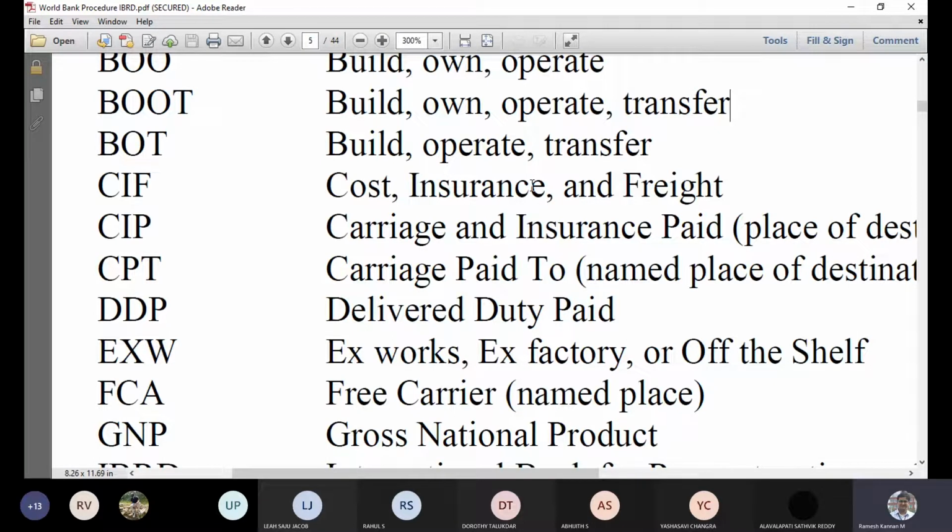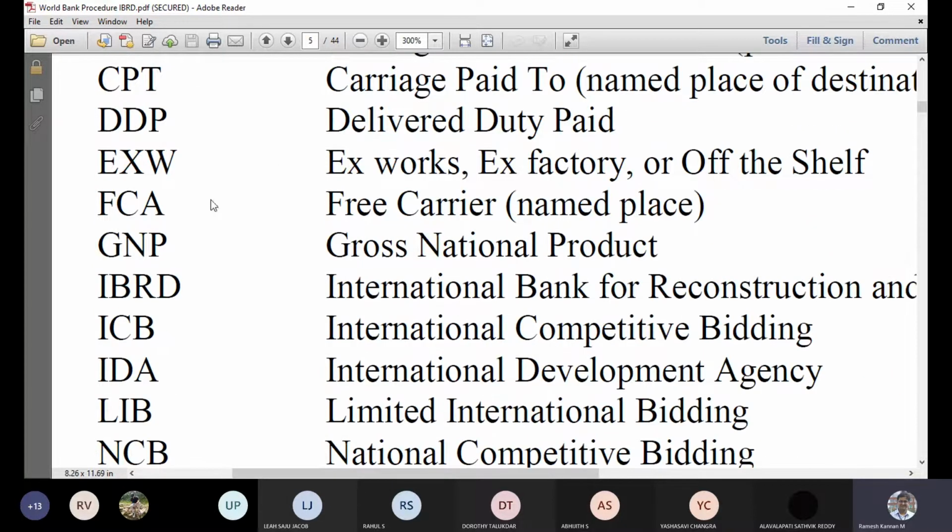It is something like the postal system. If you don't provide the proper postage stamp, the postal department will collect the stamp due from the destination rather than the person who sends it, right? So something like that. And DTP is delivery duty paid, and then EX is ex works, and then FC is free carriage. And you also know GDP, GNP, gross national product.